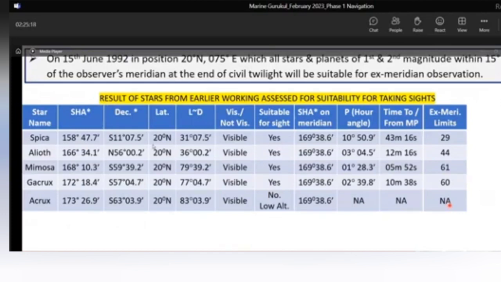So 3.52 is what everybody is getting. Now beta, with this 3.52 go to table 4, X meridian table 4, and see what is written against 3.52. So the nearest value is 3.5, and you get 29. That's why you see 29 as an X meridian limit here.